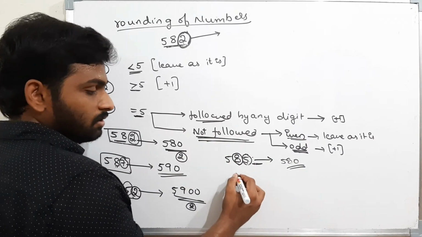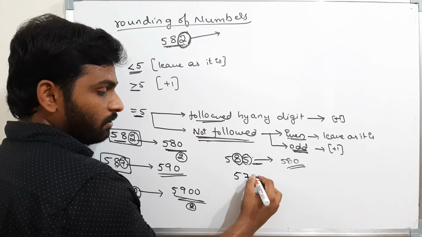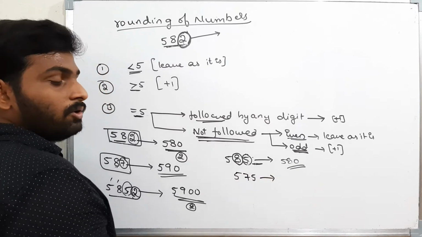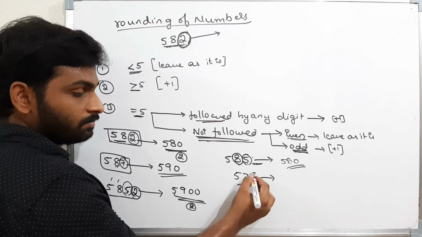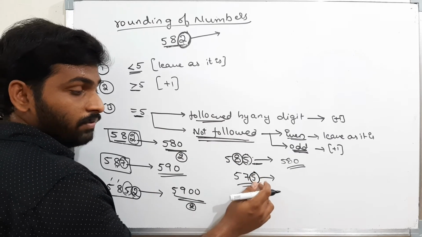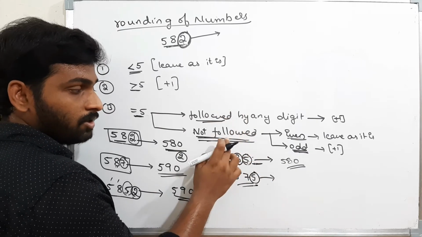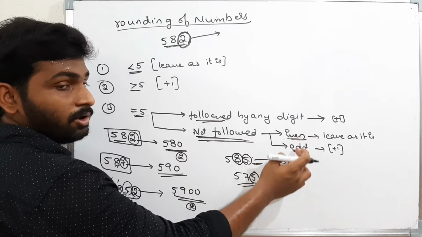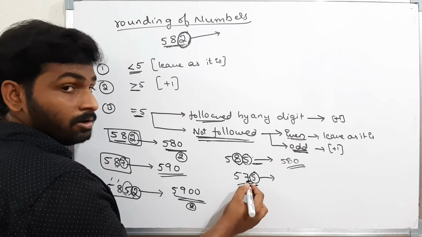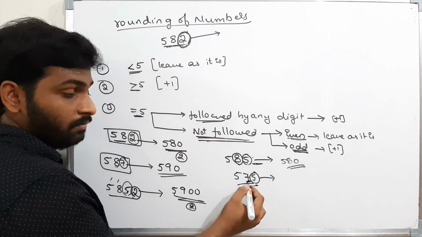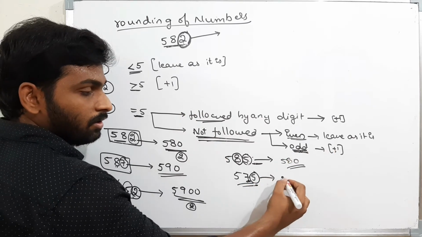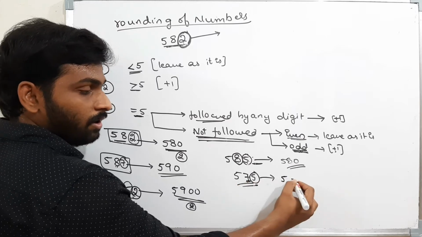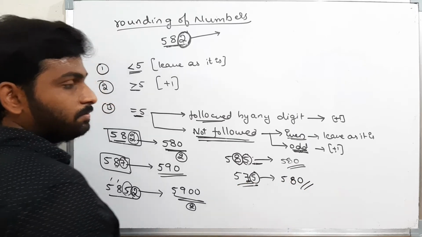Now if it is like this, 575. Now they told to round off this number to two significant figures. That means I have to see 5. Now is 5 followed by any number? No, it is not followed. If it is not followed, I have to see whether the before number is even or odd. Is the before number 7 even or odd? 7 is odd. If it is odd, what do I have to do? If it is odd, I have to add plus 1 to the number. That means if I am adding plus 1, then what will happen? 5, 8, 0. This is the answer.